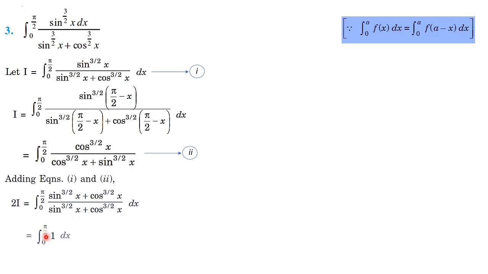So the integral from 0 to π/2 of 1 dx. The integral of 1 dx, we know that it is x. Apply the limit 0 to π/2, upper limit minus lower limit, π/2 minus 0, that will be coming as π/2. So 2I is equal to π/2, so I will be equal to π/4. Some steps I have avoided here because we have done them in the previous calculations, so directly we can write it, it's not an issue. So I is equal to π/4.